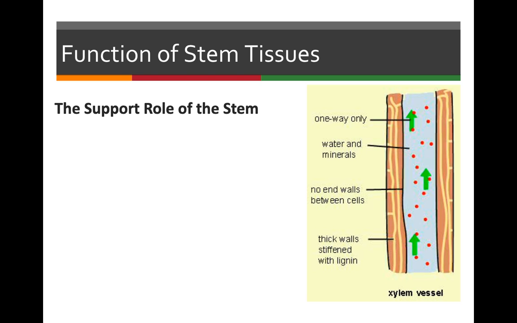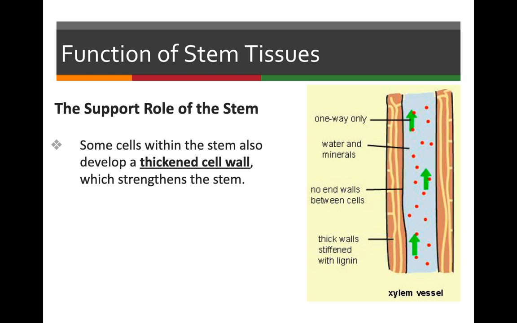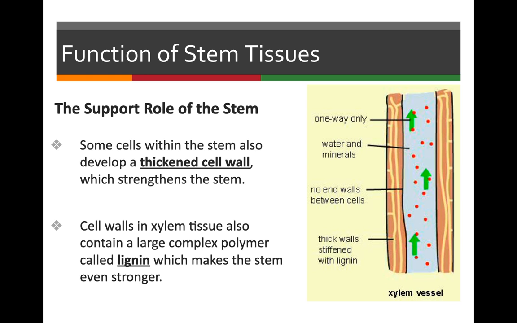Also in terms of the support role of the stem, some cells within that stem have a thickened cell wall. So it's not the usual size, it's thicker, and this makes the stem stronger. And also the cell walls of xylem contain a large complex polymer called lignin, and this makes the stem even stronger. So we've got those thick cell walls, and then they're what's called lignified. They contain lignin, which is a very strong substance and helps keep the stem upright.